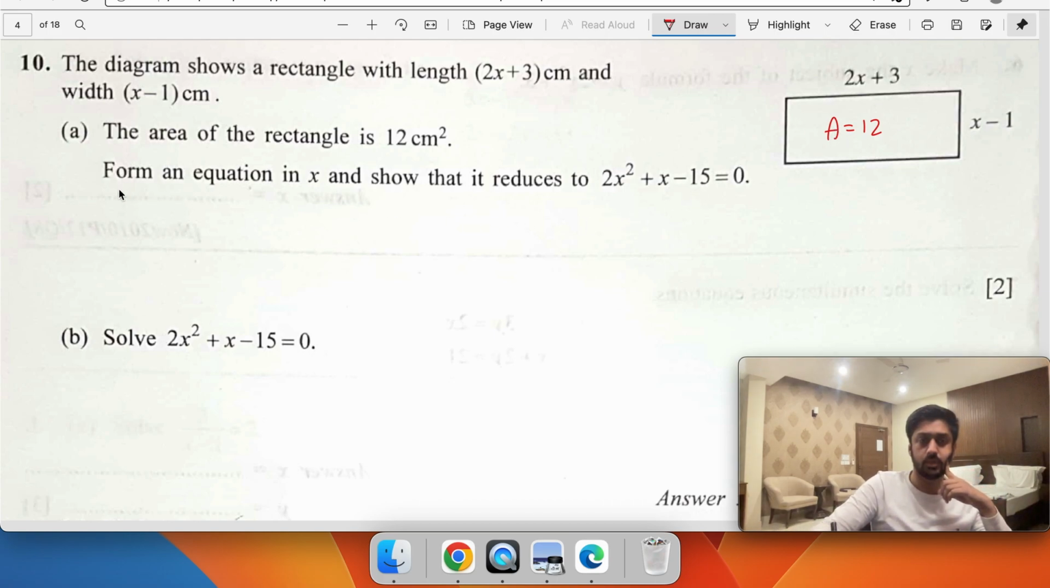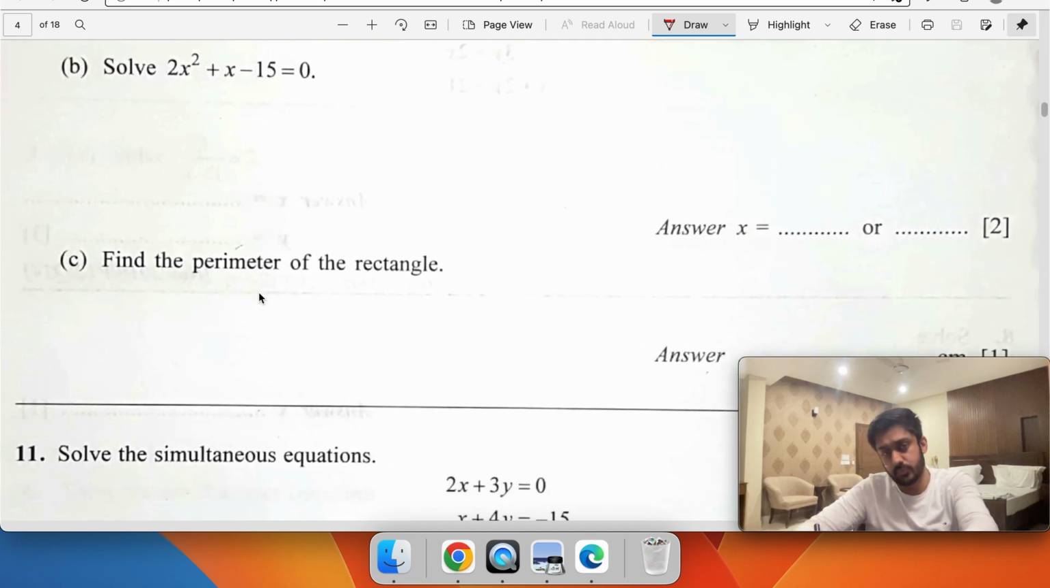So we are given the hint that area is equal to length into breadth. Area is 12. Length is 2x plus 3, breadth is x minus 1. So multiply them and rearrange. 2 into x is 2x square, minus 2x. 3 into x is 3x and minus 3. So 2x squared plus x minus 3, and minus 12 will make it minus 15. Shown.